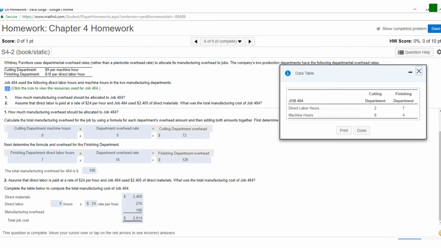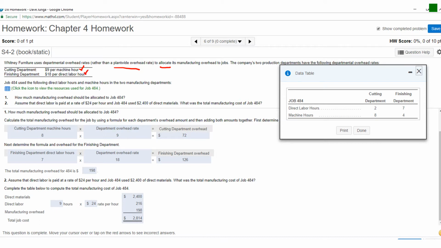Okay, so for this problem in Chapter 4, we're going to be looking at two different department overhead rates. And we've got a Whitney Furniture Company. So again, they use department overhead rates rather than a plant-wide overhead rate, and that's how they're going to allocate their overhead. The two departments are what they call the cutting department and the finishing department. And they've already calculated the overhead rates for you at $9 per machine hour for cutting, and for the finishing, it's going to be $18 per direct labor hour.